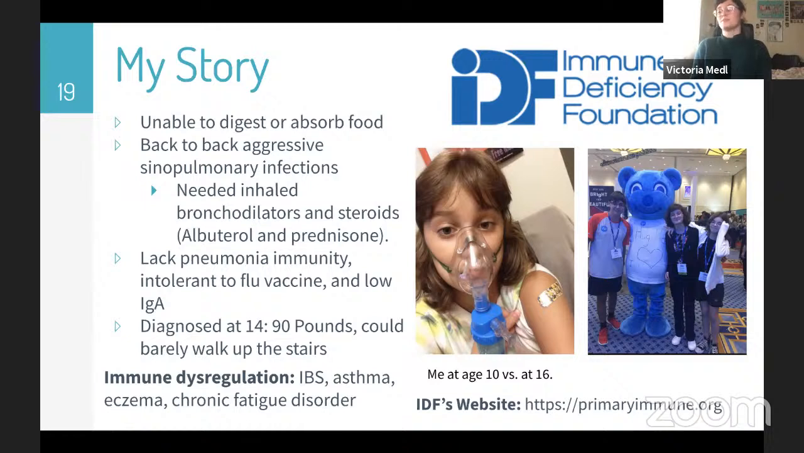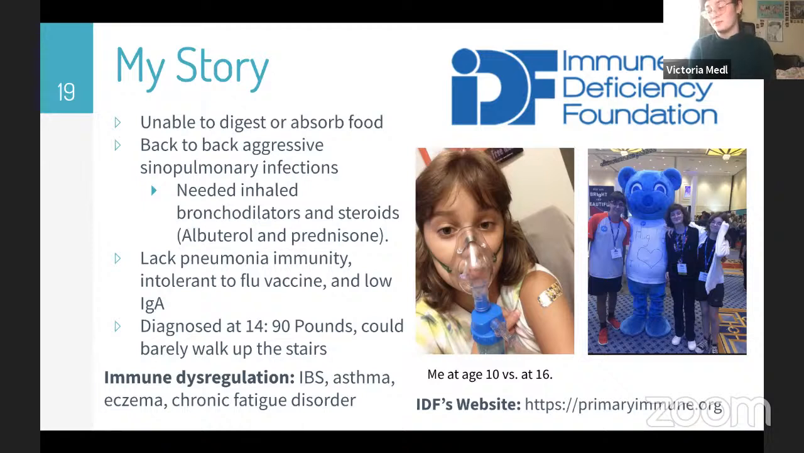So on that right picture, I was at the IDF National Conference in 2019 with my siblings and my mom. So we had a really wonderful time there. And that was one of the first times I actually felt like I was not alone in this. I was not fighting this alone.